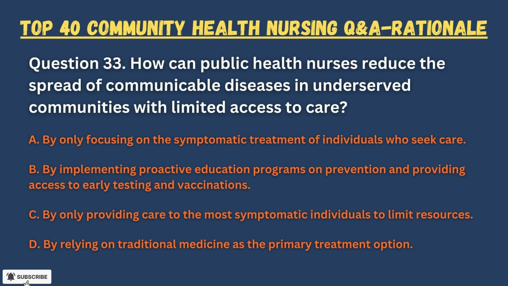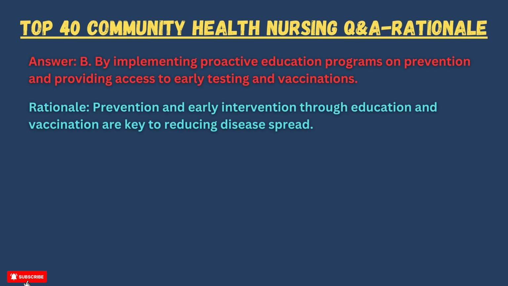B. By implementing proactive education programs on prevention and providing access to early testing and vaccinations. C. By only providing care to the most symptomatic individuals to limit resources. D. By relying on traditional medicine as the primary treatment option. Answer. B. By implementing proactive education programs on prevention and providing access to early testing and vaccinations. Rationale. Prevention and early intervention through education and vaccination are key to reducing disease spread.